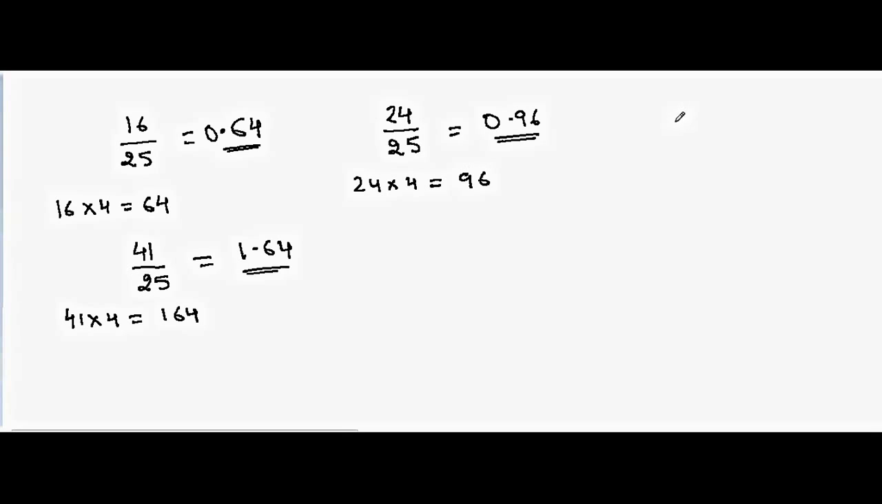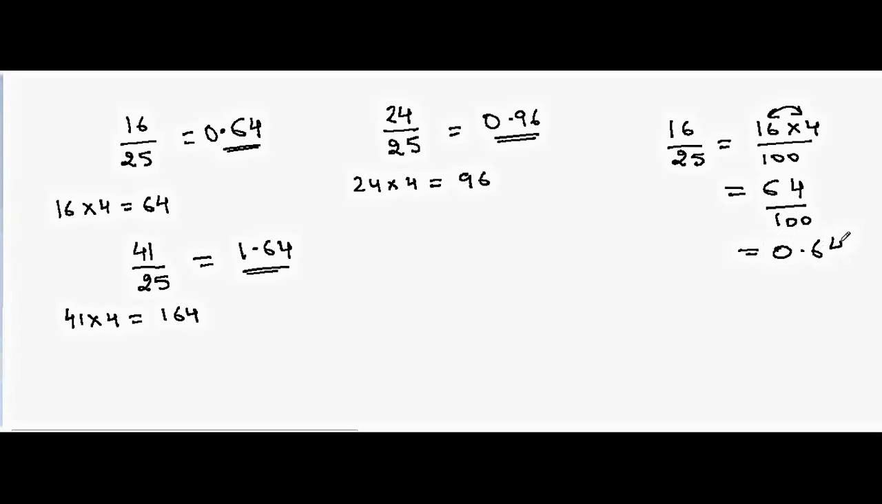So again, the trick is simplified as this. If I have 16 and I want to divide by 25, that's equal to 16 into 4 divided by 100. So I'm multiplying these two numbers and dividing by 100, and that's why I put a decimal after two digits from the right. So it's equal to 64 divided by 100, and that's equal to 0.64.